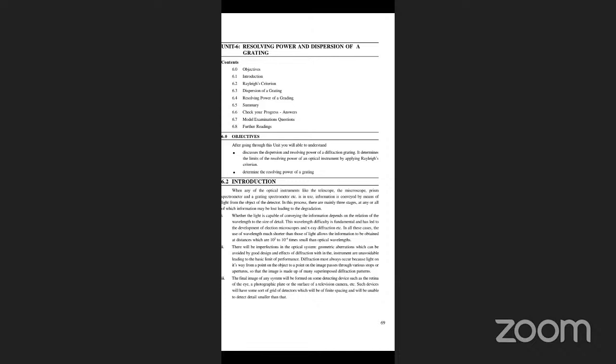So first of all, when any optical instrument like the telescope, microscope, prism spectrometer, and grating spectrometer is in use, information is conveyed by means of light from the object to the detector. In this process, there are mainly three stages. At any stage, all of which information may be lost, leading to the degradation of the instrument.